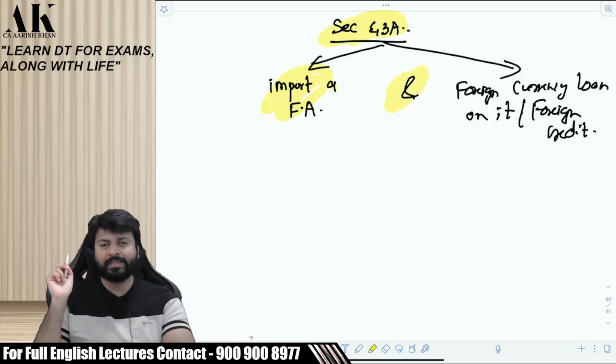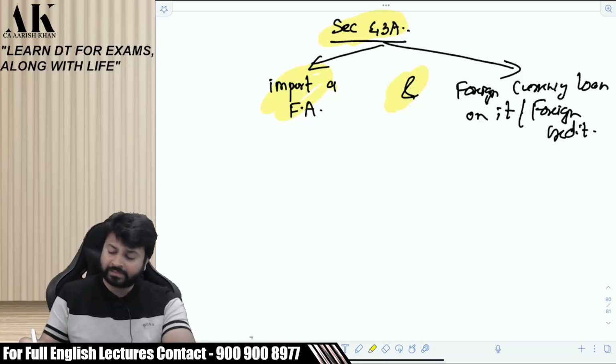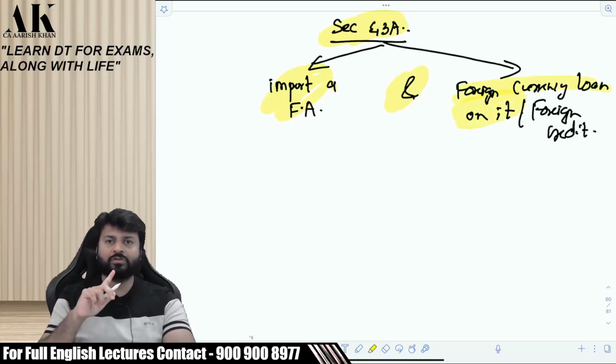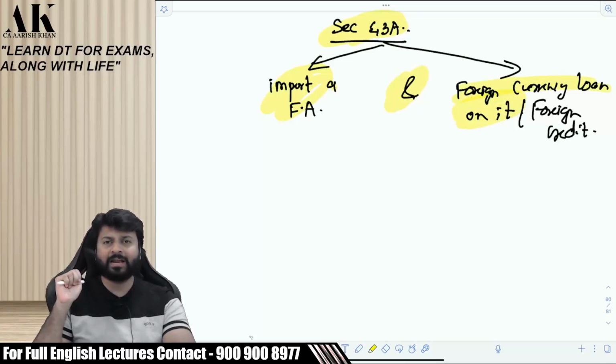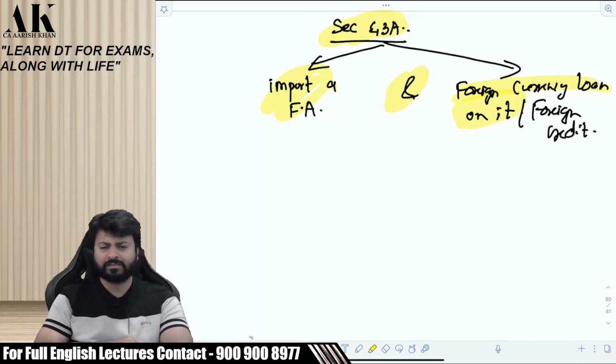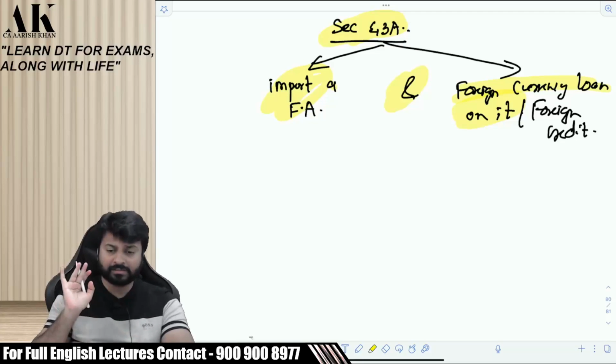Second thing, between there is an 'and'. It means both the conditions have to be fulfilled. There is no 'or'. So 'and' is there. You have to fulfill both. The second condition which you have to fulfill is there has to be a foreign currency loan on it. It is not purchased directly by paying the entire money, nor is it purchased in INR. It is purchased on a loan in foreign currency, or you have taken the credit from the creditors, where you will pay the money in installments. Okay? But in foreign currency.